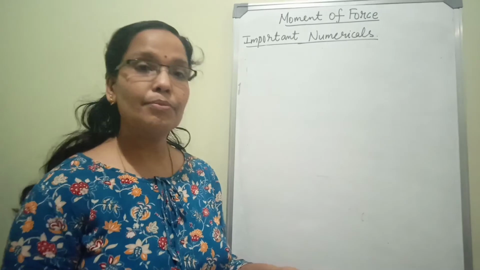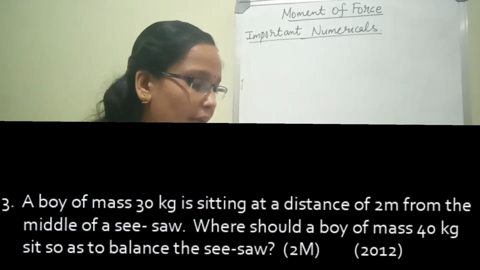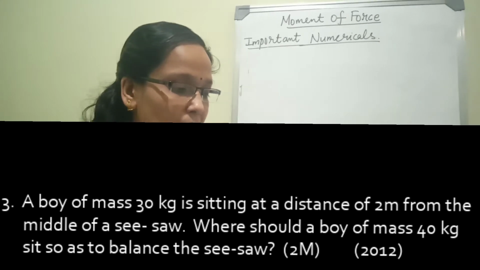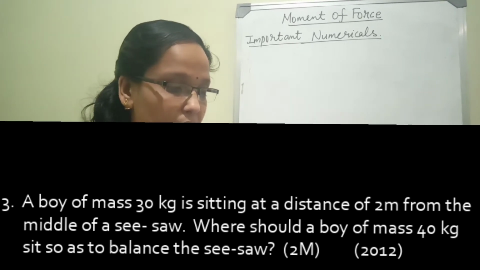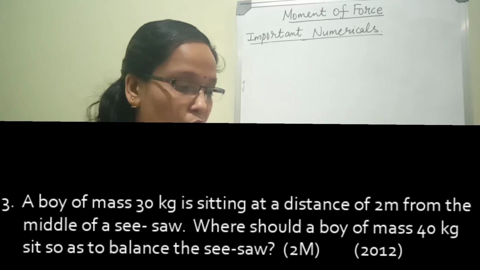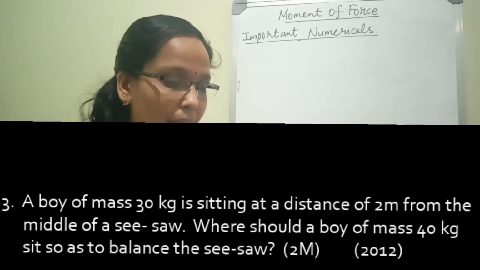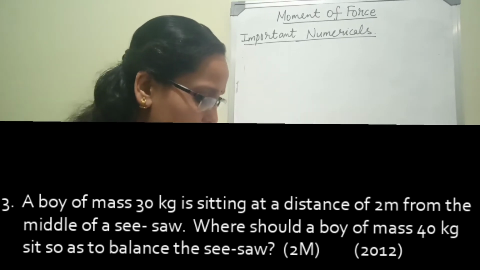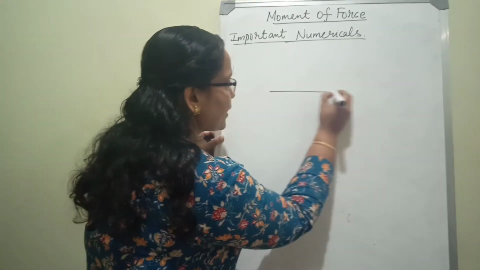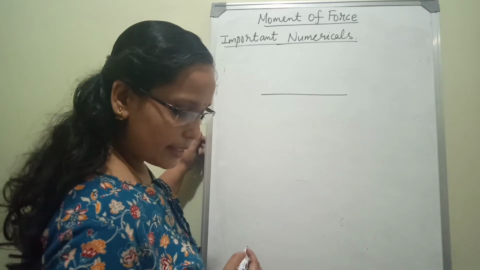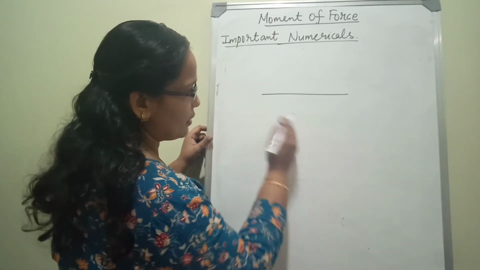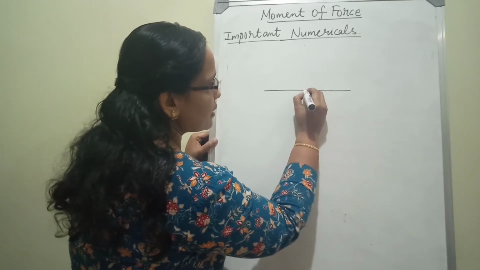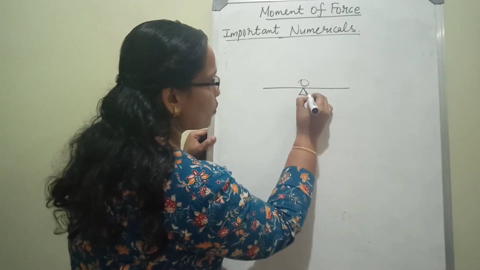Next is a question from the 2012 paper. A boy of mass 30 kg is sitting at a distance of 2 meter from the middle of a seesaw. Where should a boy of mass 40 kg sit so as to balance the seesaw? It is for 2 marks. Suppose this is a seesaw. This is its center, I am taking it as O.